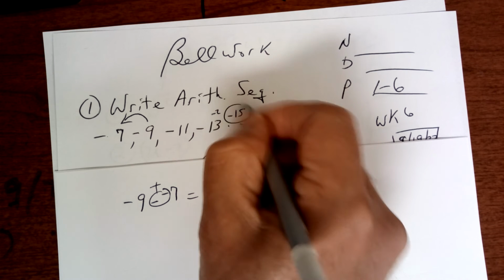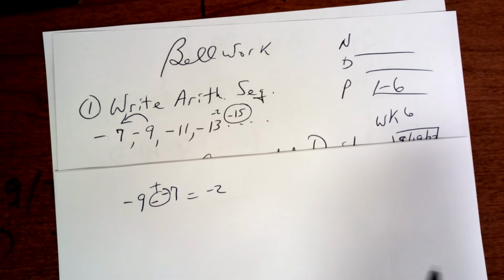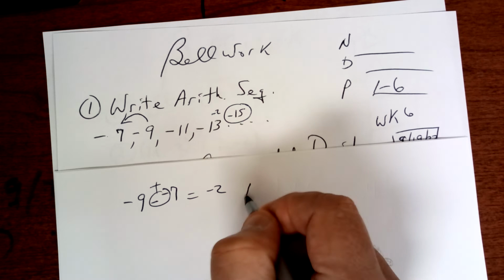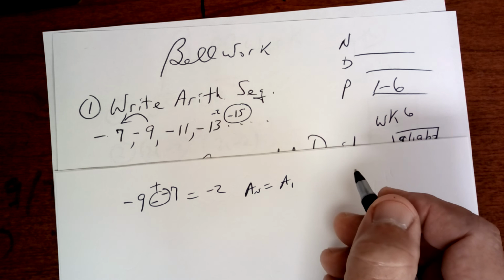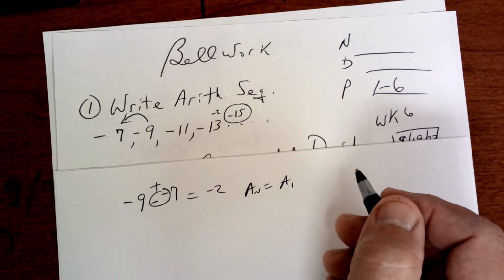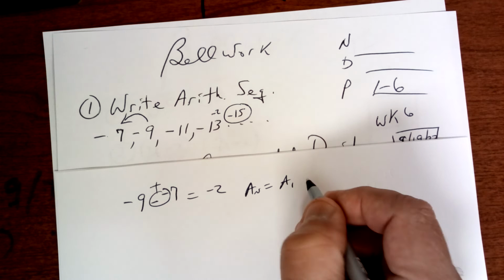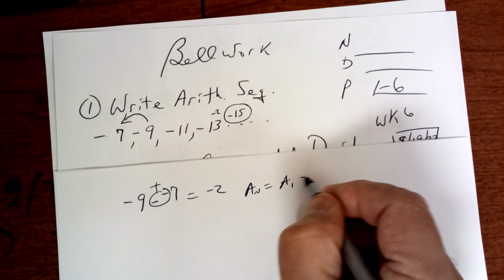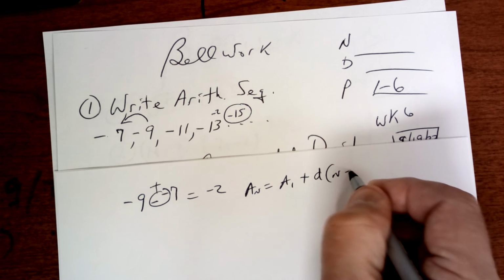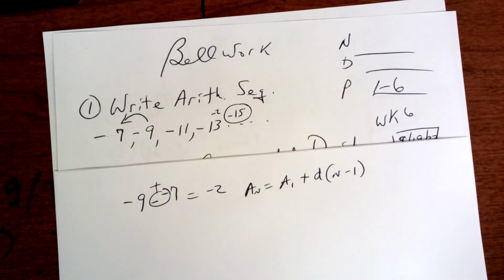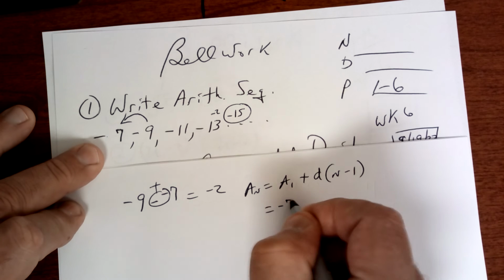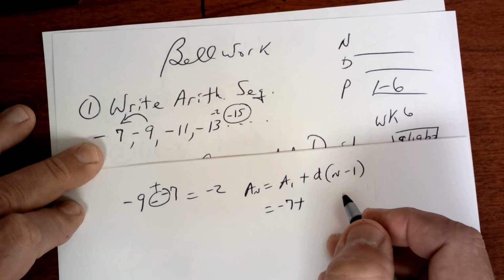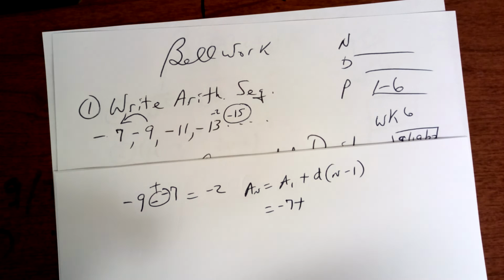All right, so anyhow, you have the common difference. So now you've got to figure out the formula. Remember that a sub n is equal to a sub 1, plus the difference times n minus 1. Okay, so to do that, a sub 1 is -7, so that's going to be -7 plus, in this case, -2 is the common difference.